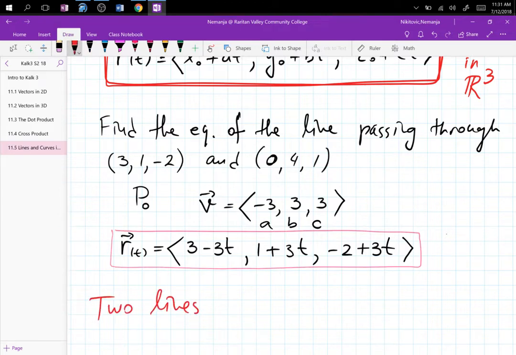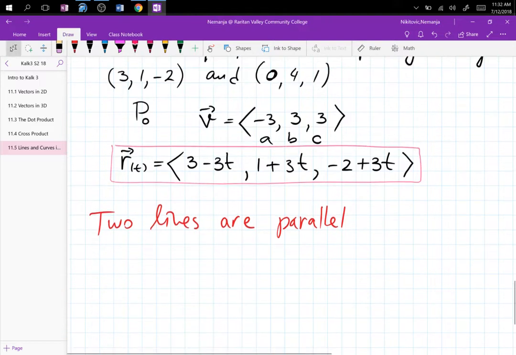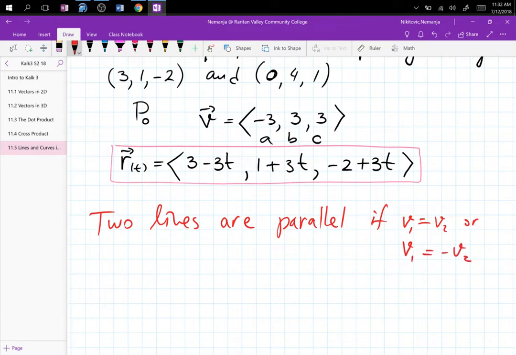Two lines are parallel when? When would two lines be parallel? Well, if they have the same vector v, right? Or if vector v is reversed. So two lines are parallel if v1 equals v2 or v1 equals negative v2. They would have the same orientation in space and the two lines would be parallel.